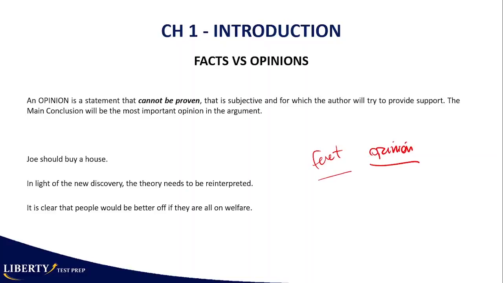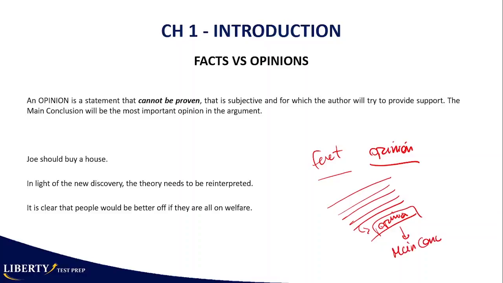It's very important for us because I mentioned this. In the argument, the author will give you evidence in order to support an opinion. So they will be trying to convince you of something. They will be trying to sell you an idea. That idea will be the opinion, which they will call main conclusion, okay? Main conclusion. So, normally that's the way arguments are written, and we have to understand what they want to convince us of. So, an opinion is a statement that cannot be proven.